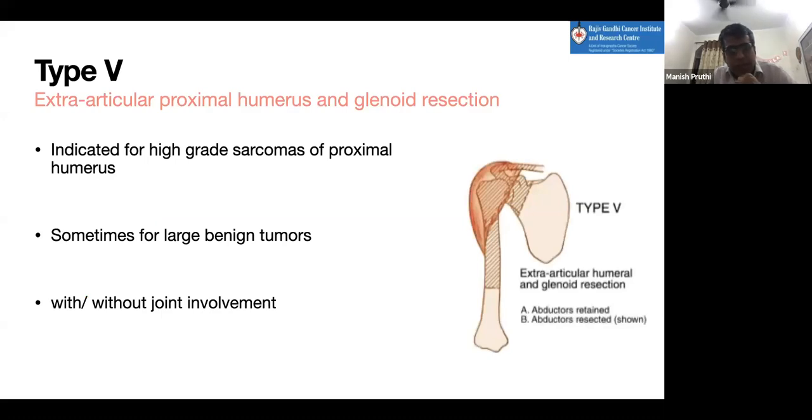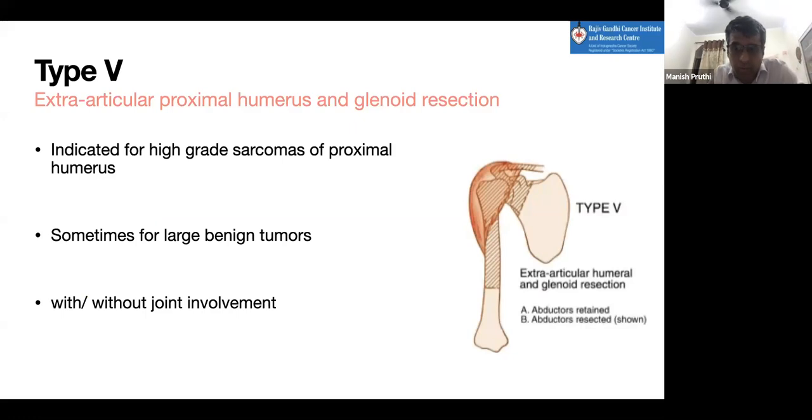Going to the type 5 resections, this is the reverse of Tikhoff-Linberg, also called a modified Tikhoff-Linberg, in which we remove the proximal humerus extra-articularly with the scapular neck, as you can see in the shaded area, sometimes removing the clavicle also along with it.